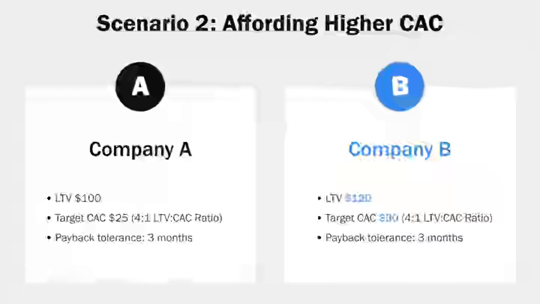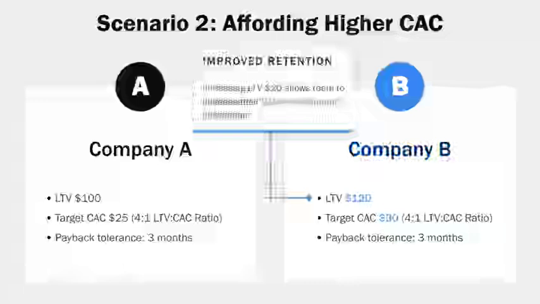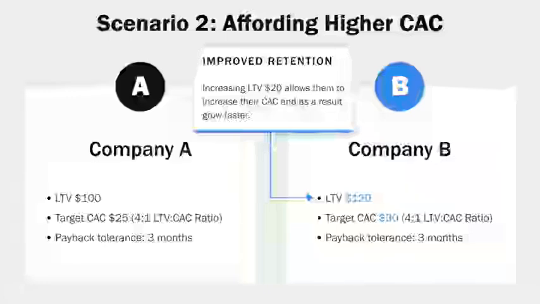So as a result, keeping that target LTV to CAC ratio the same, they're able to raise their target cost of customer acquisition from $25 to $30. They're able to spend more. And as a result, Company B is going to grow faster. They're going to be able to increase their paid bids on paid marketing channels, pushing out Company A. They might be able to afford new channels that were previously too expensive, but are now within their target CAC. They might be able to reinvest that money in more content marketers or other people to drive more acquisition.